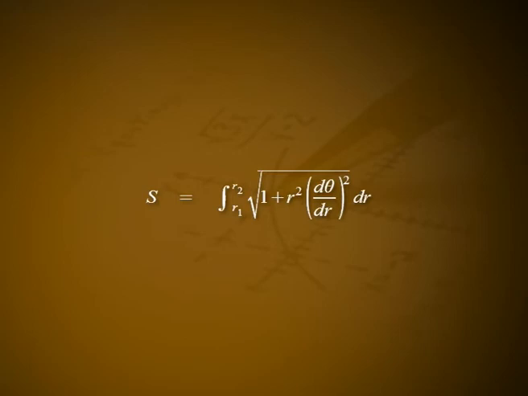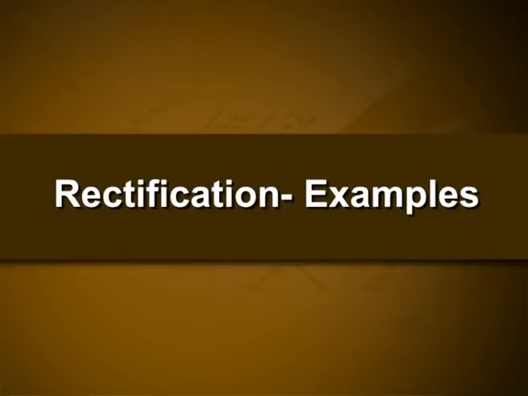When the equation of the curve is theta is equal to g of r, then the length included between 2 points whose radii vectors are r1 and r2 is S is equal to integral from r1 to r2 square root of 1 plus r square into (d theta by dr) whole square dr.